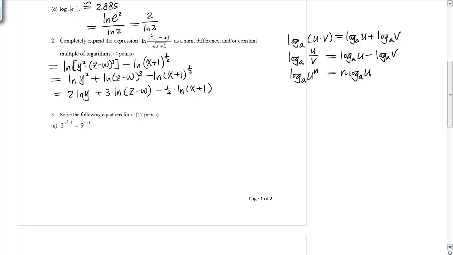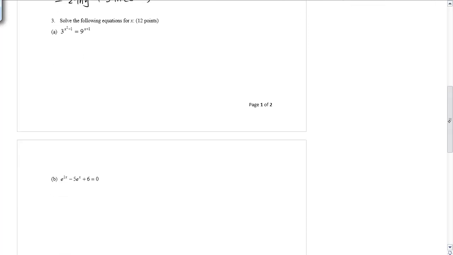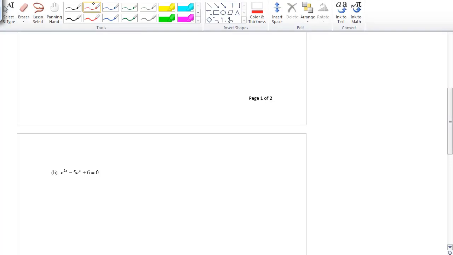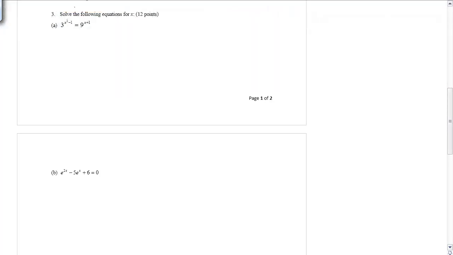Next problem, solve the equation for x. When you look at this problem, you probably want to apply the one-to-one property. However, don't forget, when you apply the one-to-one property, you must have, first of all, a single term on both sides, and secondly, you must have the same base.